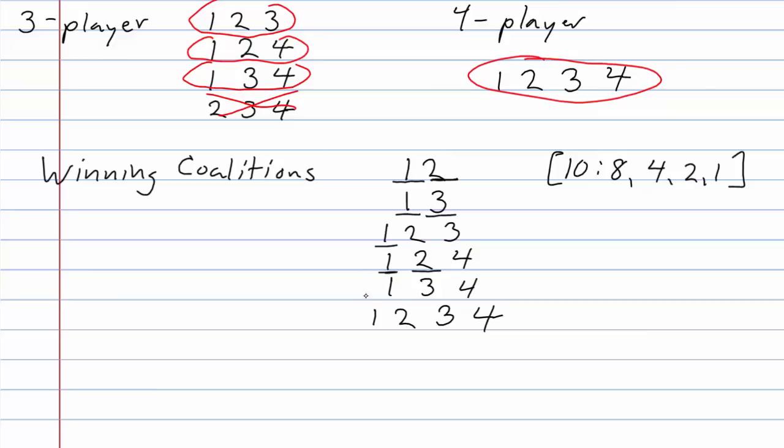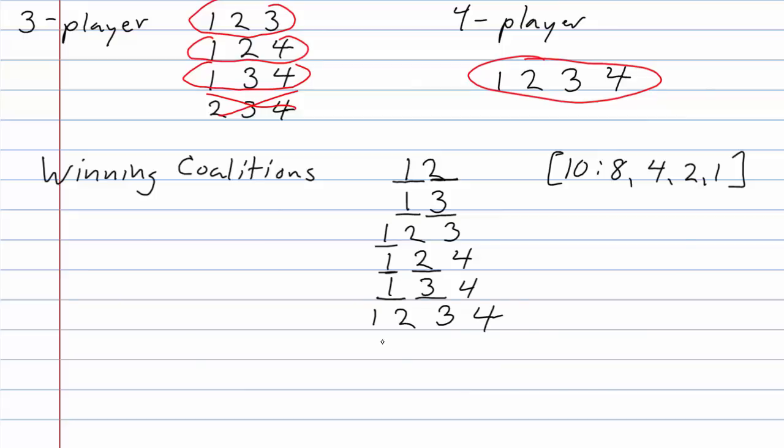Now, what about this coalition consisting of players 1, 3, and 4? Well, you can check that if we kick player 1 out, player 3 and player 4 only control 3 votes, so 1 is definitely critical. If we kick out player 3, then 1 and 4 only control 9 votes, which is not enough, so 3 is definitely critical. And finally, if we kick out 4, 1 and 3 together control 10 votes, which meets the quota, so 4 is not needed, so we do not underline 4.